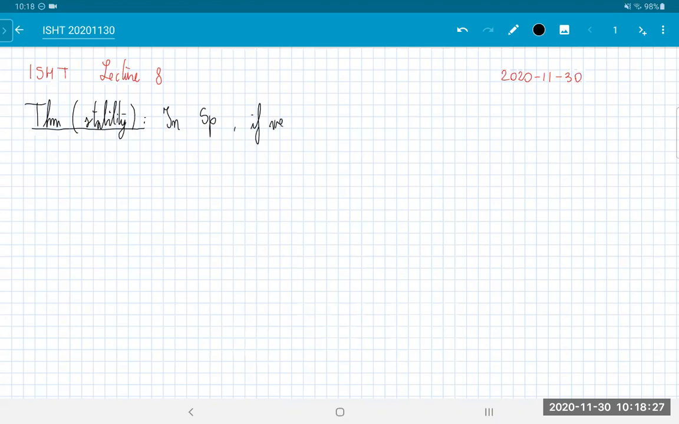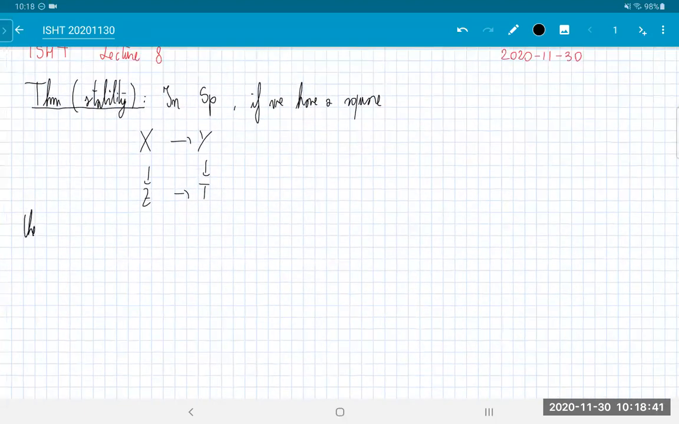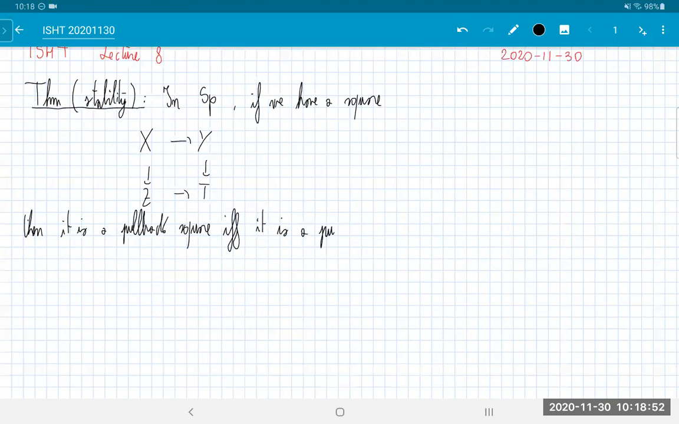if we have a square, then it is a pullback square if and only if it is a pushout square. Technically speaking, stability is the existence of the zero object, the existence of pullbacks, pushouts, and this property. But this property is definitely the main ingredient.